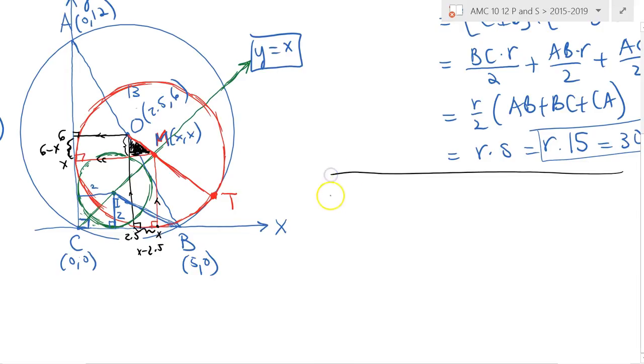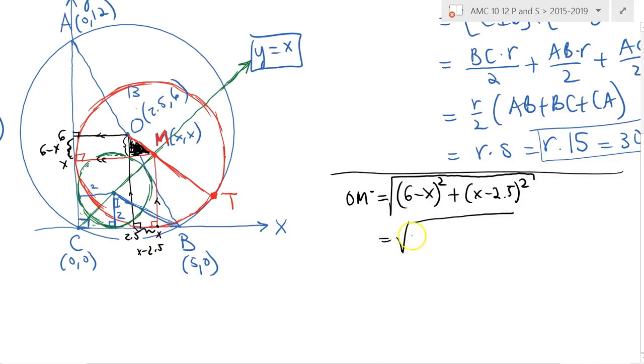Let me just keep this size, I guess. OM squared is simply equal to (6 minus x) squared plus (x minus 2.5) squared. And that will give us the distance OM, right? So if you want OM, we can directly just take the square root of both sides, and boom. And let me just simplify this slightly. So we have 36 minus 12x plus x squared plus x squared minus 5x plus 6.25, I believe, 2.5 squared. All right, and you can further do some modifications.